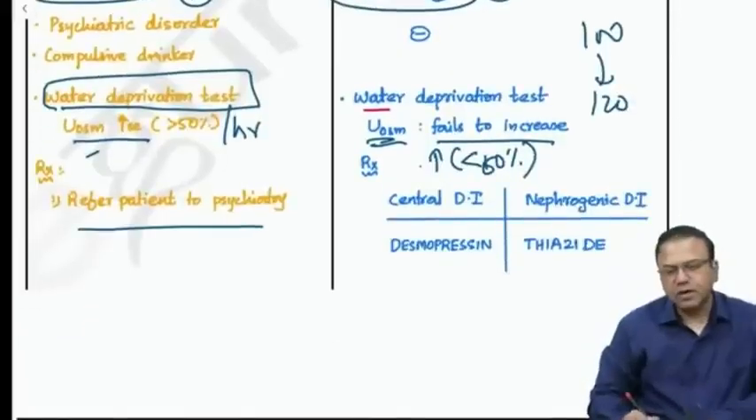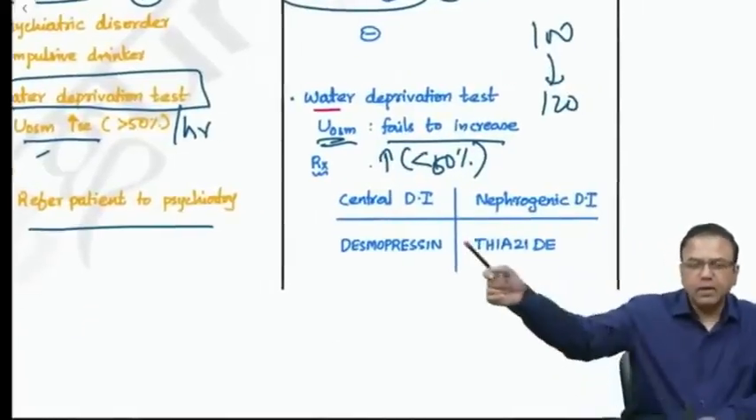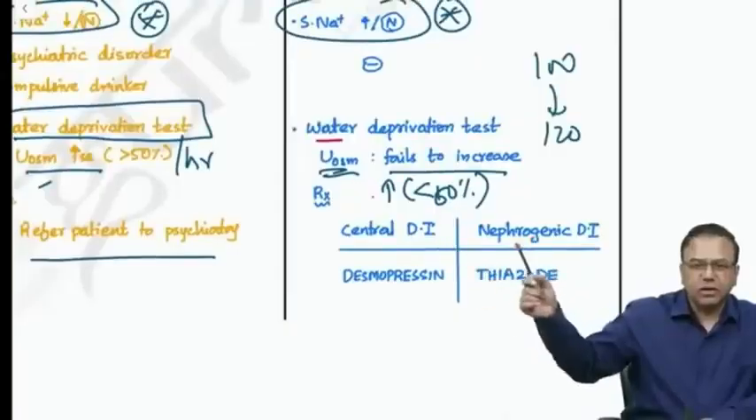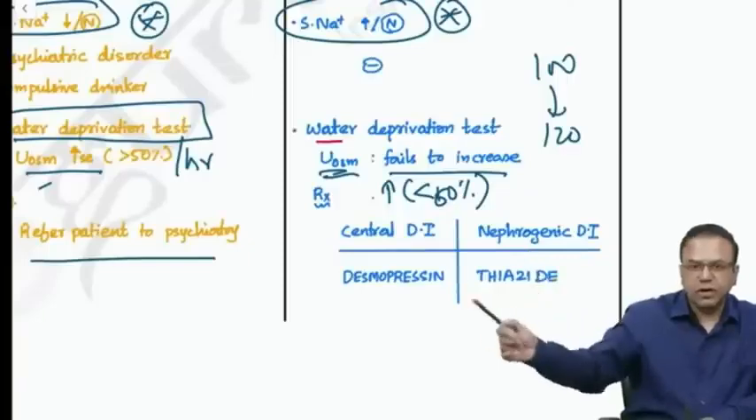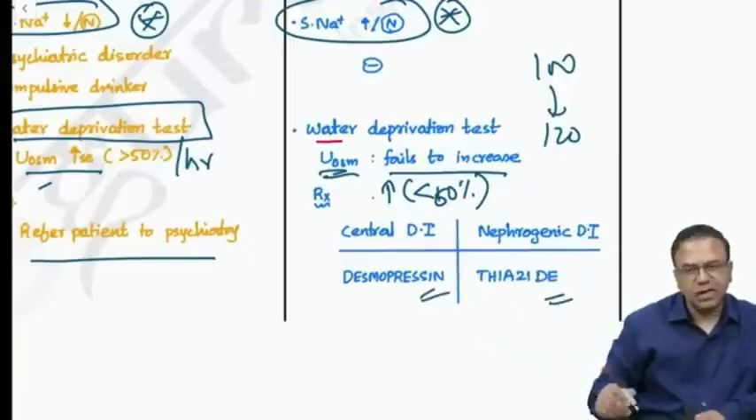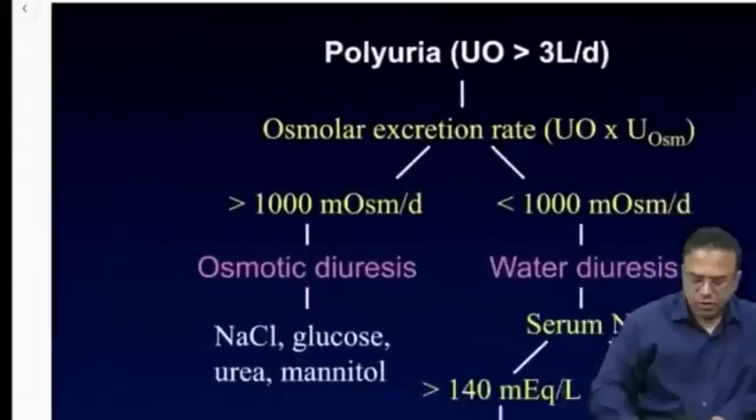Once it's primary polydipsia, it's a psychiatric problem, refer to psychiatry. Here it is either central or nephrogenic. Give a desmopressin test and see if the patient responds to desmopressin, it is central; does not respond to desmopressin, it is nephrogenic. Treatment here is desmopressin and treatment here is thiazide. So this is the approach that you have for polyuria.